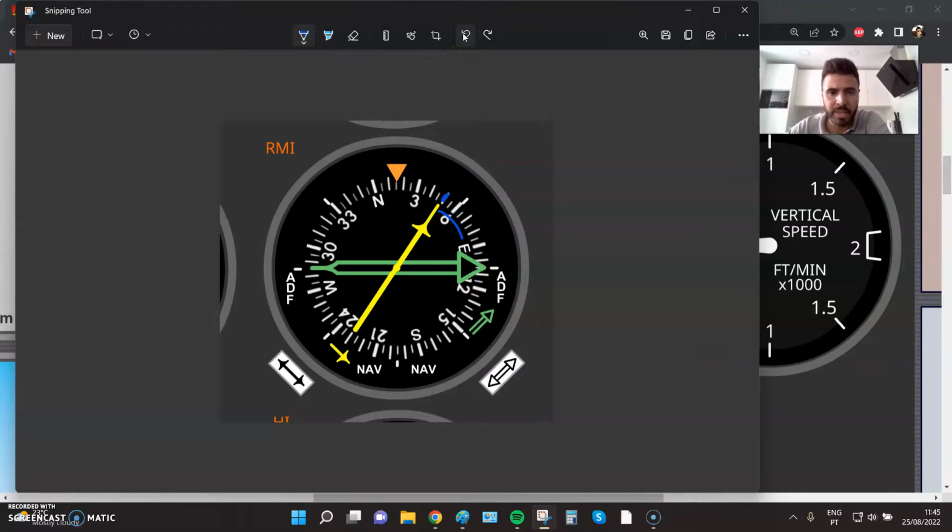Another thing is that the QDR is the butt of the needle. It's like our butt, it always comes behind us and always follows us. So if I'm coming to this position, the tail is going to follow me all the way to my position. Obviously, this doesn't happen in 1 second. This takes time.